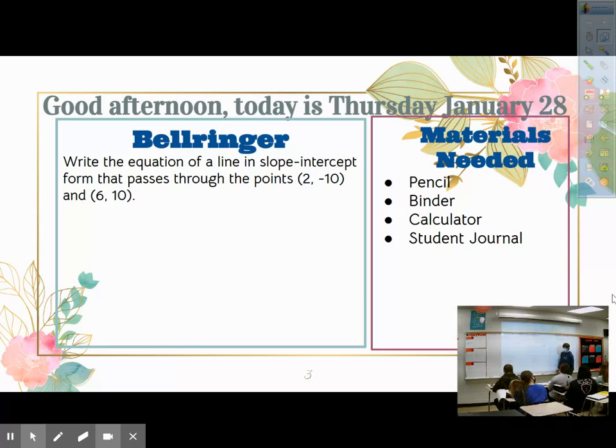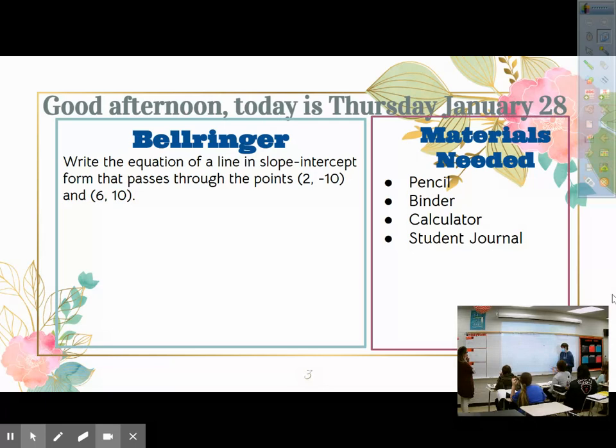Austin, tell us, do you agree or disagree? I disagree because I think you did x2 instead of x1. What did you get as your answer? y equals negative 5x, because I did negative 5x plus 10, and then I subtracted the 10.